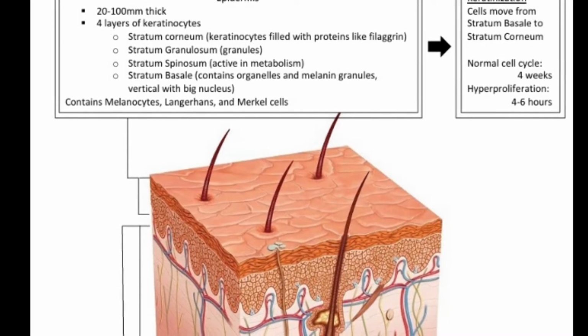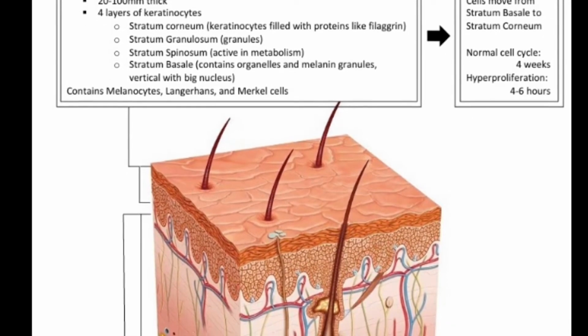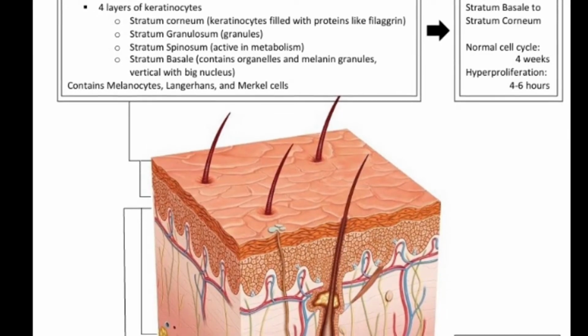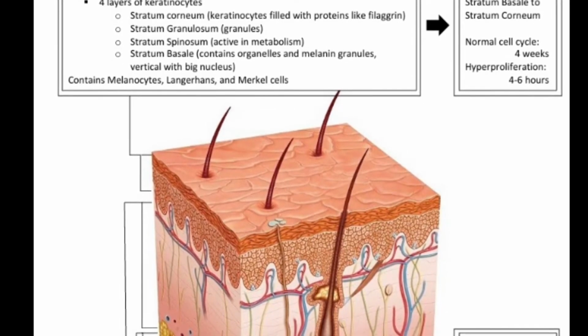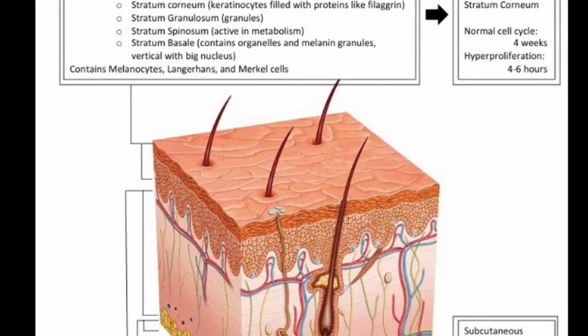In these layers, there's melanocytes, which are melanin-producing cells, Langerhans cells, which are antigen-presenting immune cells, which is your first immune response, and Merkel cells, which are oval-shaped receptors essential for light touch sensation.